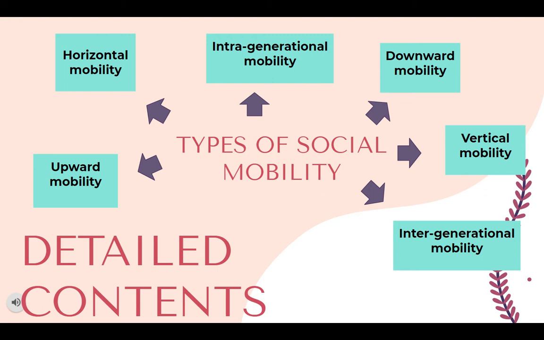And the fifth type is intergenerational mobility. Intergenerational mobility happens when the social position changes from one generation to another. The change can be upward or downward. And the last type is intragenerational mobility. The intragenerational change in societal position occurs during the lifespan of a single generation.